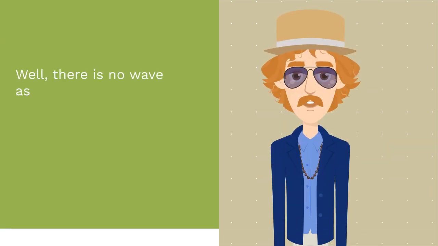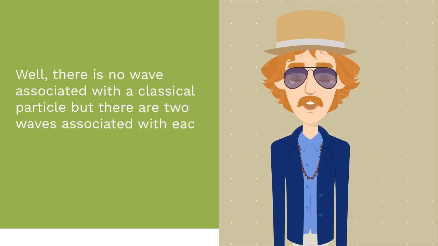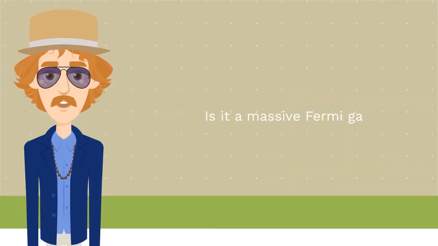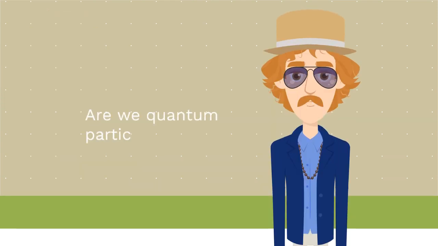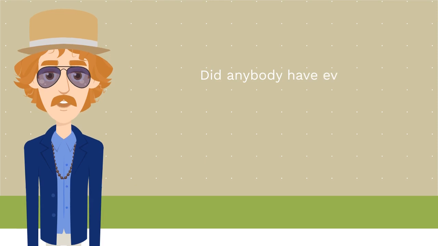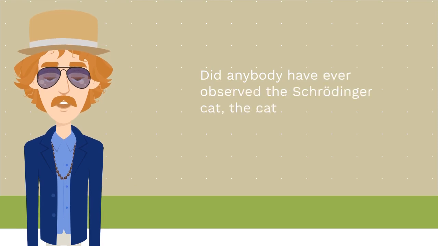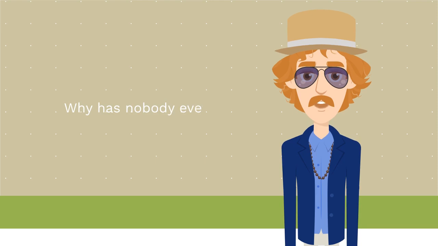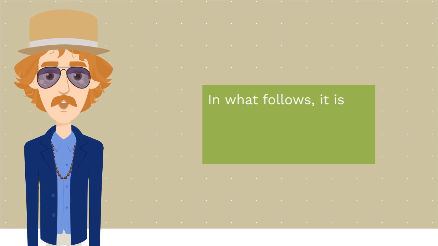Well, there is no wave associated with a classical particle, but there are two waves associated with each relativistic quantum particle. Is a massive Fermi gas star a quantum particle? Are we quantum particles? Did anybody ever observe the Schrödinger cat, the cat that is a quantum particle, the one that could be simultaneously dead and alive? Why has nobody ever observed the Schrödinger cat? In what follows, a possible answer to all these fundamental questions is presented.